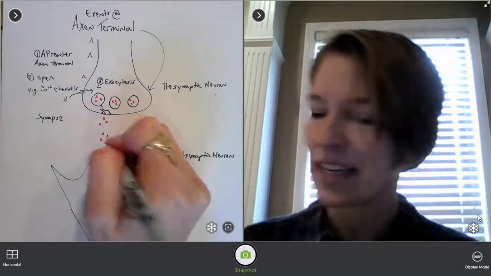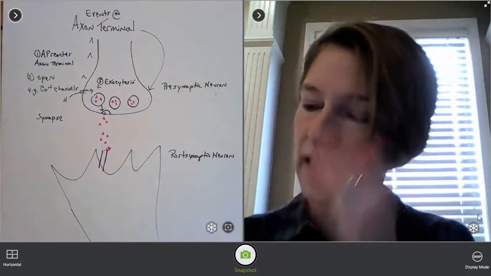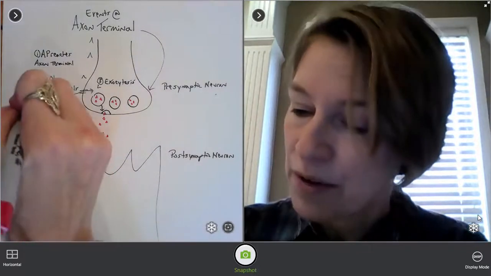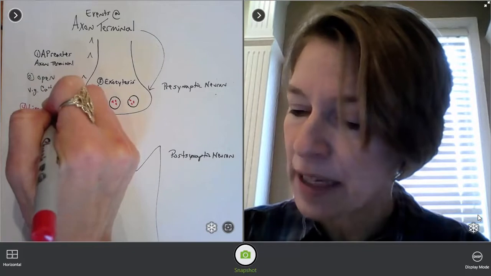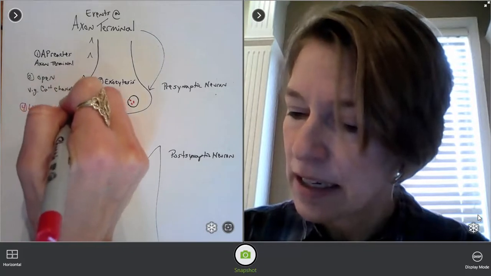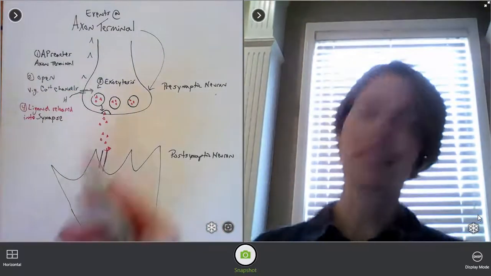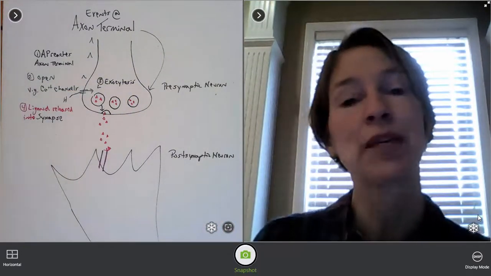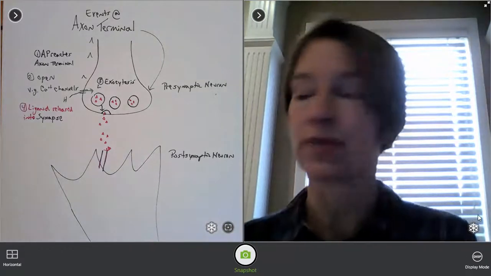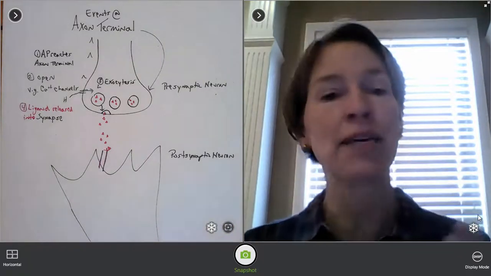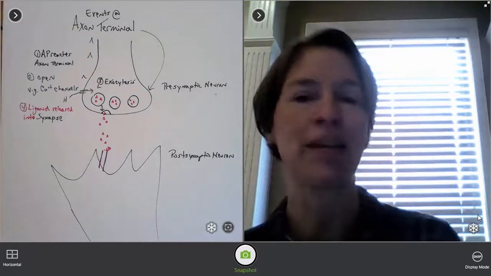And that is indeed what happens. So if we were to carry this further, we would say step 4 would be the ligand is going to be released into the synapse. And that's the synapse, the space between the presynaptic and postsynaptic neuron. When the ligand binds to its receptor, the receptor might be a channel. And that's bringing us full circle to where we talked about graded potentials.